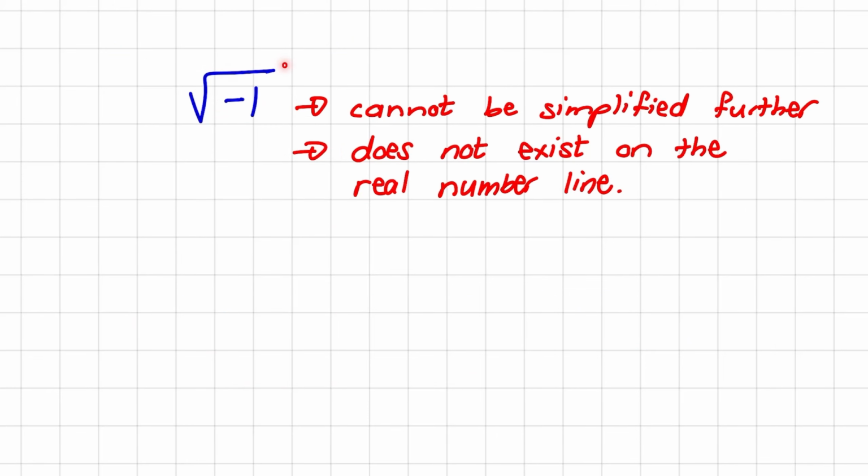So if we look at the square root of negative 1, it is true that it cannot be simplified further, and also that this value does not exist on a real number line. But in mathematics, we use this square root of negative 1 as i. And we say that the square root of negative 1 is the imaginary number.